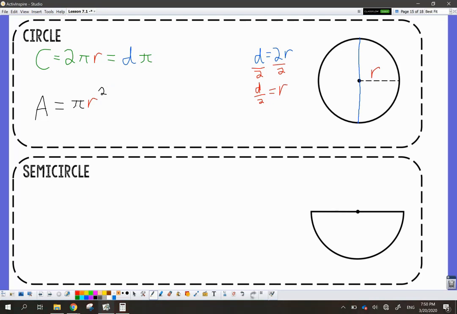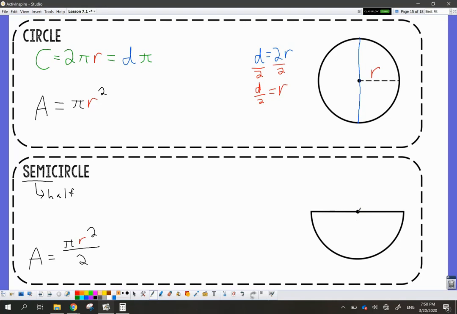Now, semicircle. The word semi in some languages means half. And we already know what a circle is. So a semicircle is half of a circle. So to find the area of a semicircle is the exact same thing as area of a circle, except it's pi r squared divided by 2. Since we're cutting it in half, we divide it by 2.